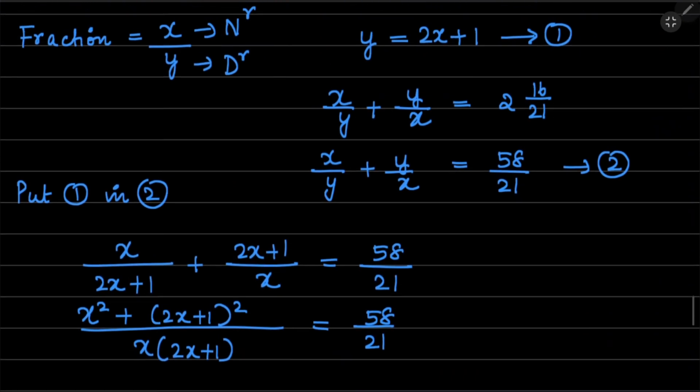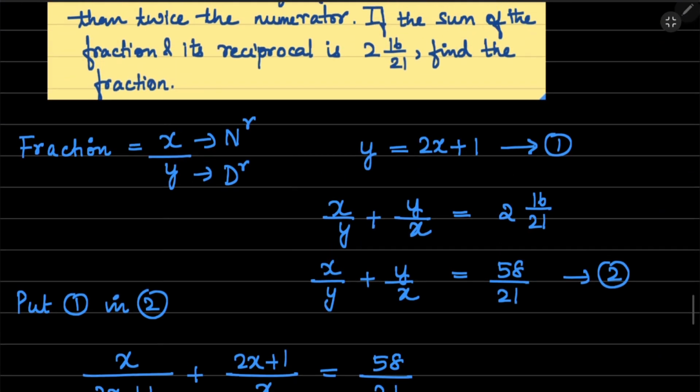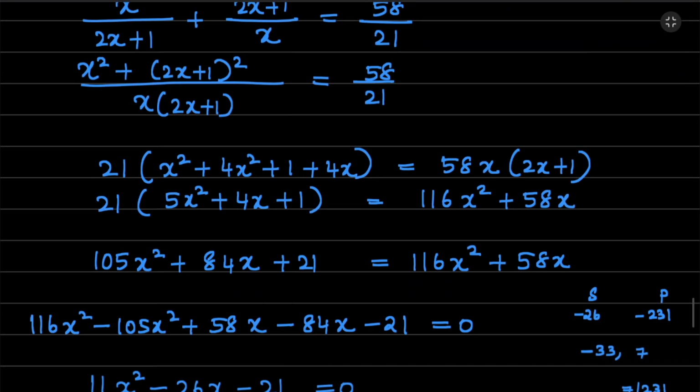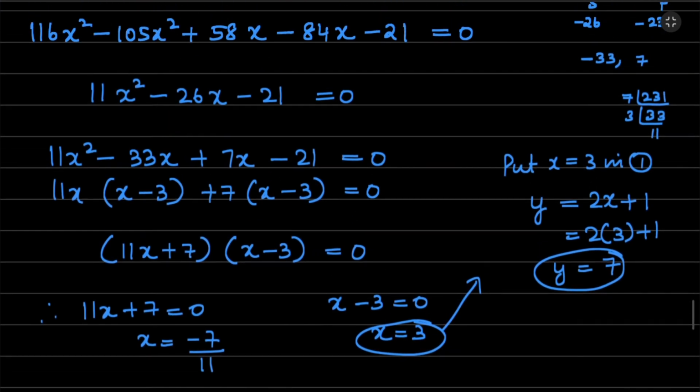Now where did we start? We have to get a fraction. Fraction is nothing but x by y. So you can write therefore the fraction that we need is x by y, that is 3 by 7. This is your final answer.